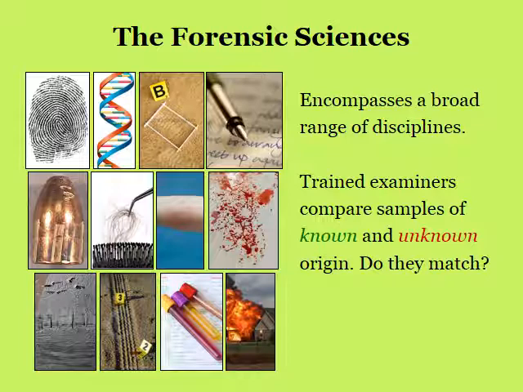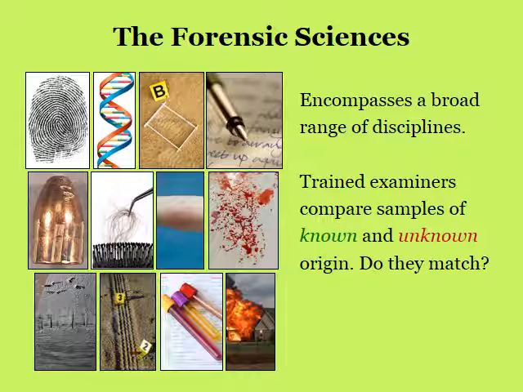So we might have, for example, a footprint that was found on the crime scene that we can compare against the suspect's shoe. Or we might have a tire track that was found at the crime scene that we can compare against the suspect's car. Or a bite mark found on the victim that we can compare against the suspect's teeth. And the job of the examiner is to look at these two pieces of evidence and make a judgment about whether they match, right? Did the suspect make this bite mark?